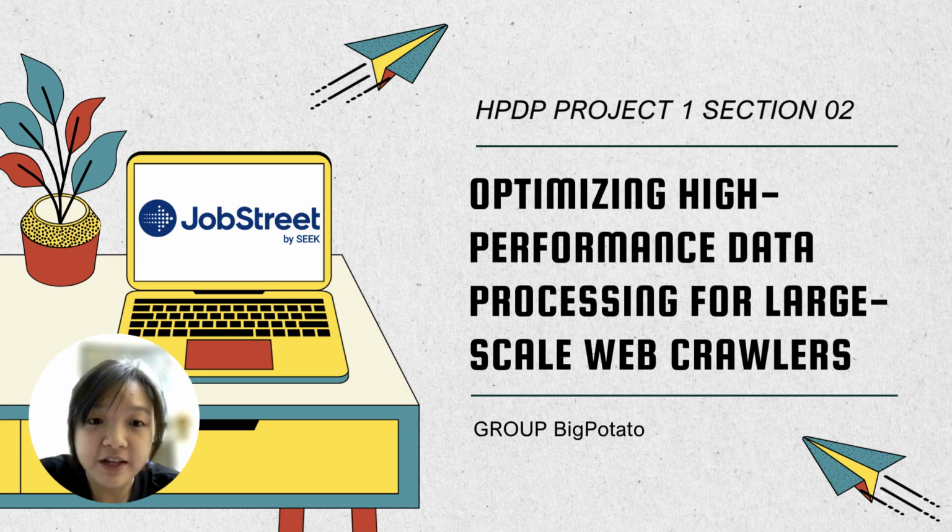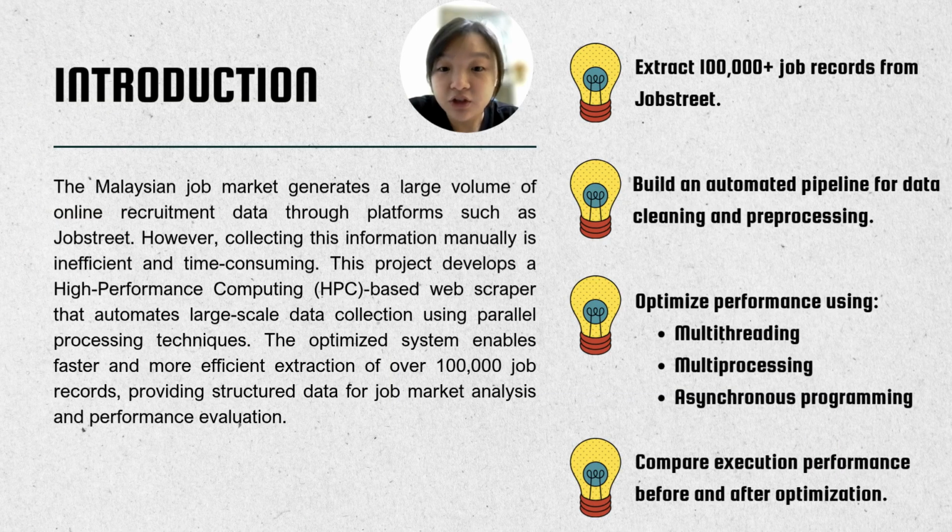So now we will be presenting our project 1, which has the title of Optimizing High Performance Data Processing for Large-Scale Web Crawlers. The Malaysian job market contains a large number of job opportunities on JobStreet. However, manually collecting the job information from thousands of listings is very time-consuming, inefficient, and also impractical for large-scale analysis. So to solve this problem, we have developed a high-performance computing-based web scraper that automatically collects and processes the job data from JobStreet.